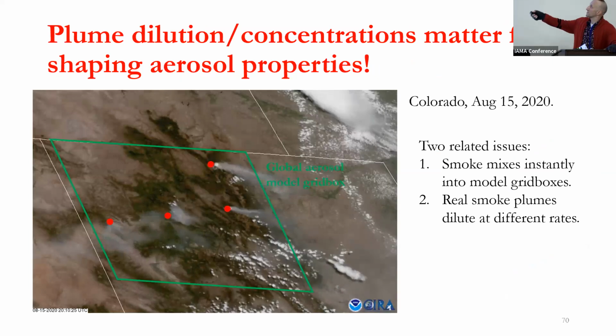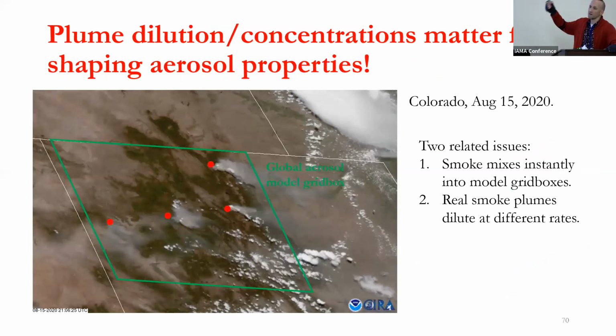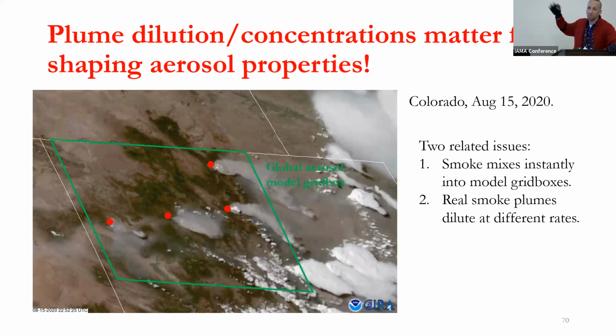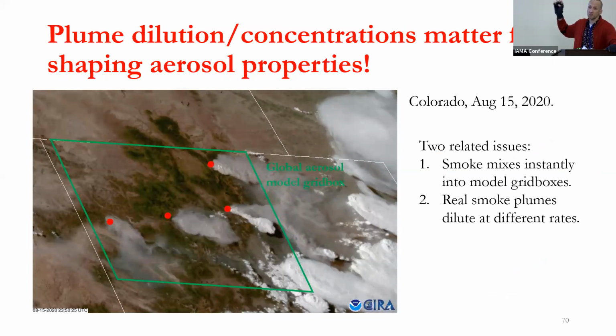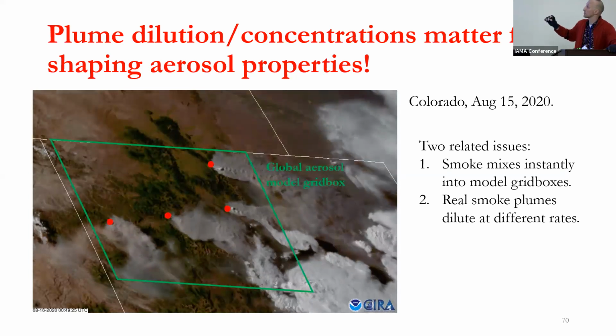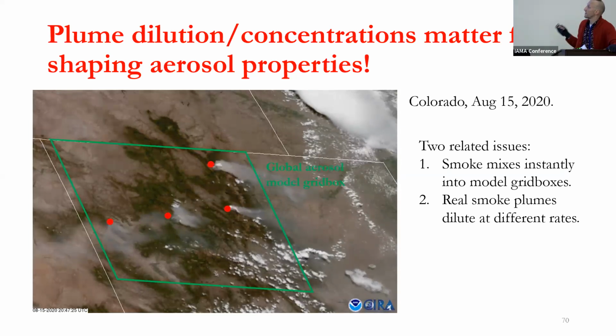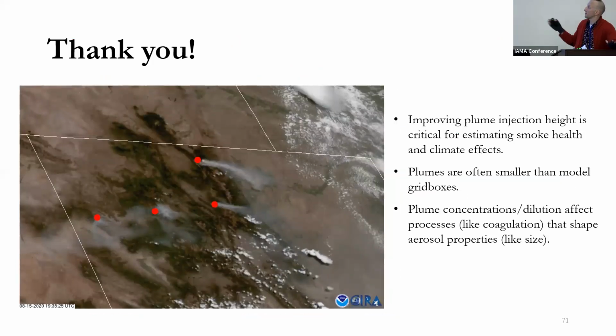So just to summarize this part, it's really important that we get plume dilution and concentrations right for all these processes like coagulation, SOA, POA, gas phase chemistry that depend non-linearly on concentrations, due to these two effects being challenging in our models. And with that, I'll just leave you with the summary slide for my talk and my main points.